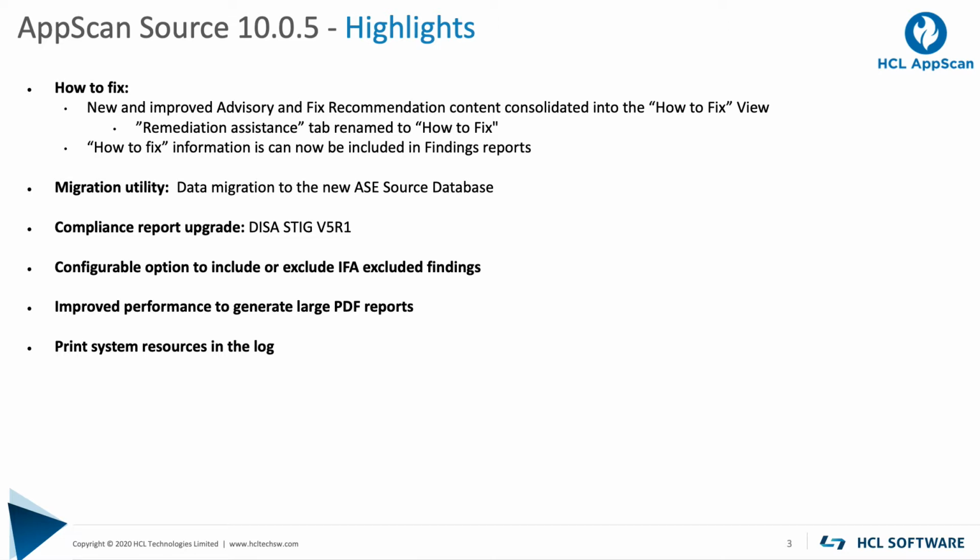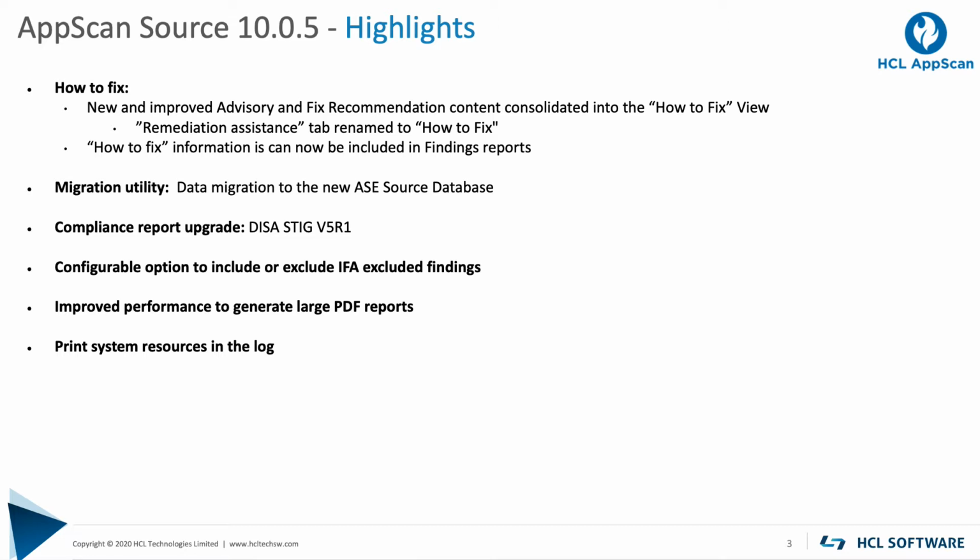The other big item, as I mentioned, is the migration utility. We want to be able to migrate data between old installs and new installs of AppScan Source that are backed by AppScan Enterprise database. So we're making this easily available with the migration utility. And we added some additional reporting with DISA STIG version 5, the first revision. And we are adding some small quality of life improvements where you can include or exclude IFA excluded findings.